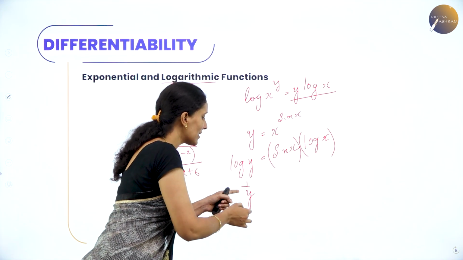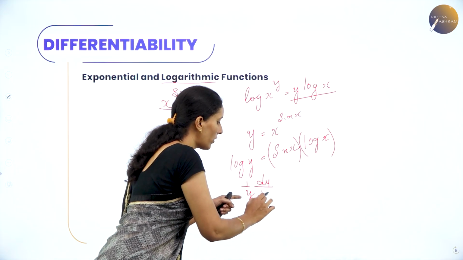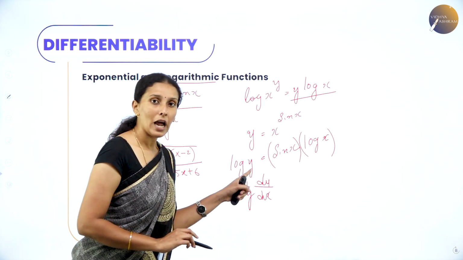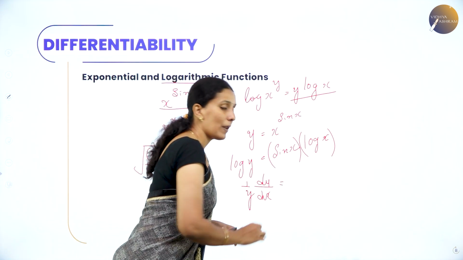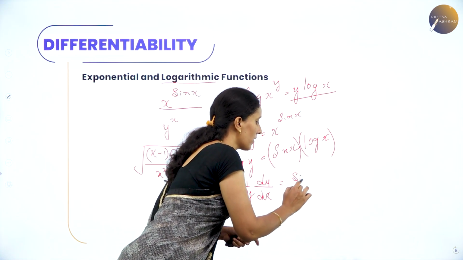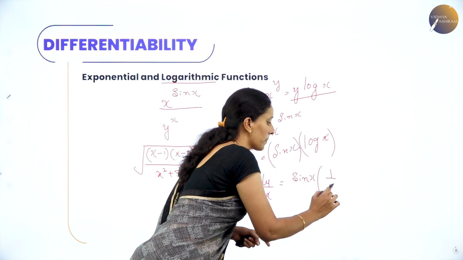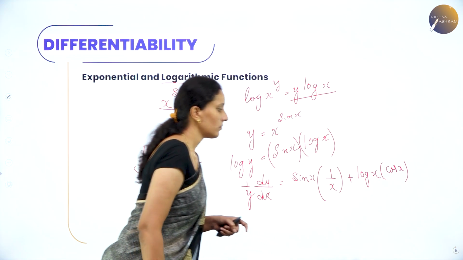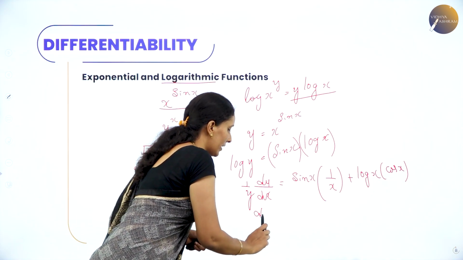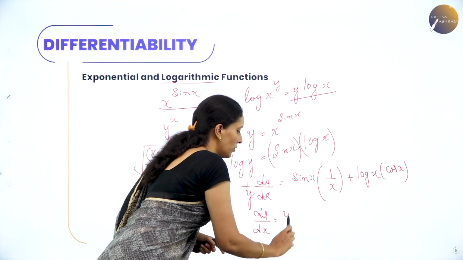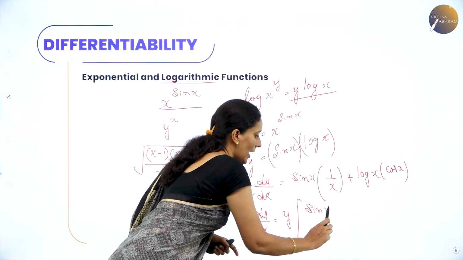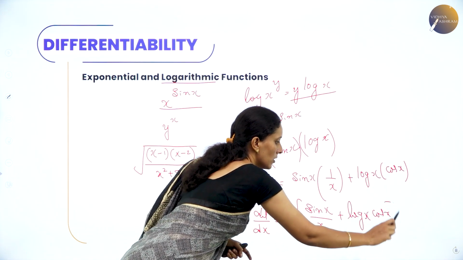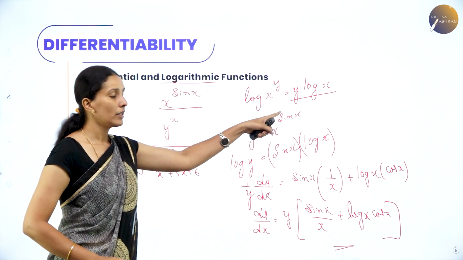So once log y is defined, you have to write it dy by dx, because I already told you y will become an implicit function here. So log y derivative is 1 by y, therefore it is dy by dx. And here if you apply the product rule, first function into derivative of second plus second function into derivative of the first. So thus dy by dx is equal to y into sin x by x plus log x cos x. So this is the derivative of x power sin x.